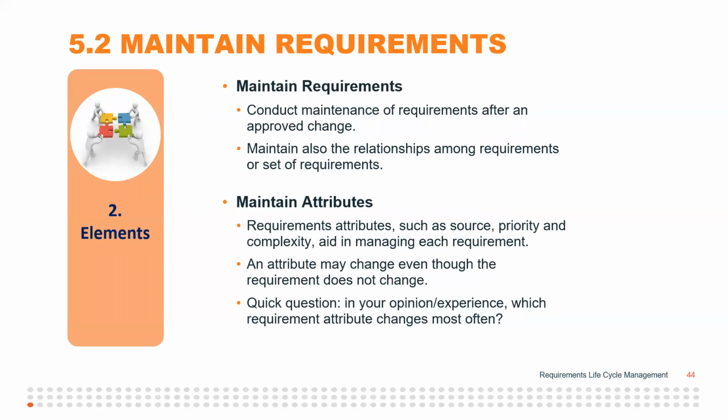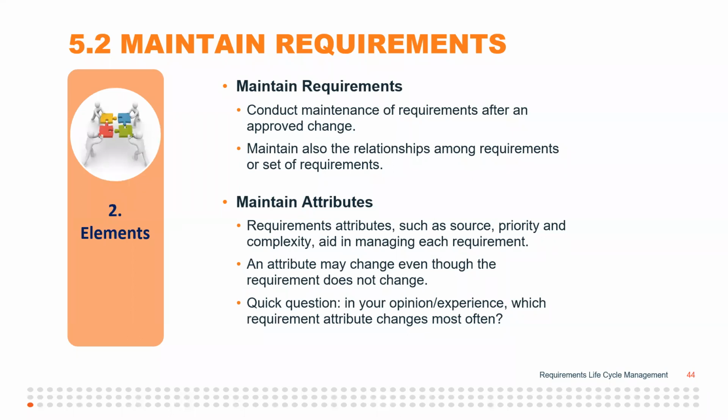So in your opinion and experience, which of the requirement attributes that were listed there changes most often? What do you think? Put your answer in the chat window. So it's either going to be source, priority, complexity. I see priority, source, priority. So getting a lot of priorities. One person said source. Okay. Yeah, I mean, once you get the source of the requirement, that's where it came from. That's not going to change, right?